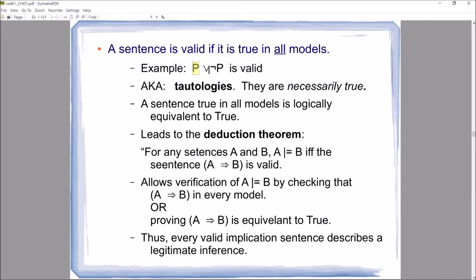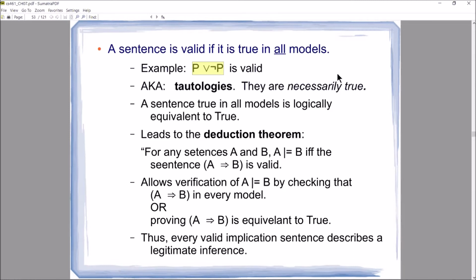But what if P was false? Well, then not P would be true. So this thing would be true all the time, everywhere, no matter what. So this sentence is going to be valid. Okay, it's known as a tautology. It's necessarily true. There's no way it can be false.